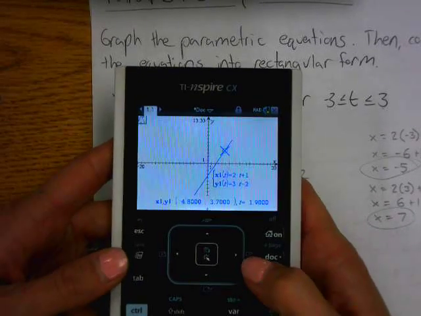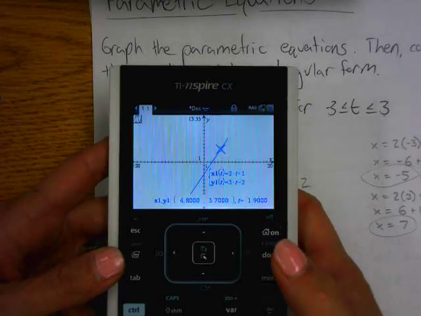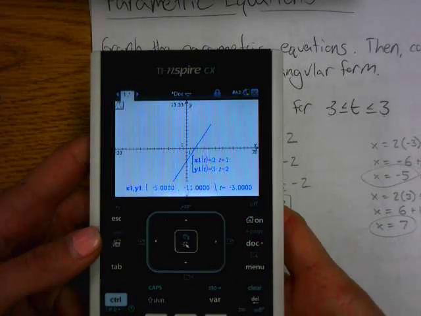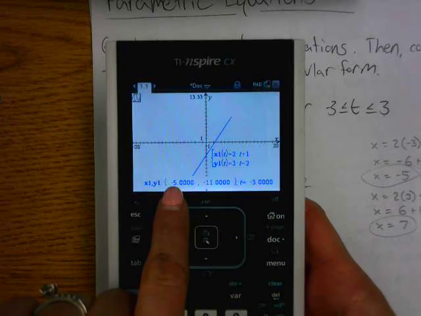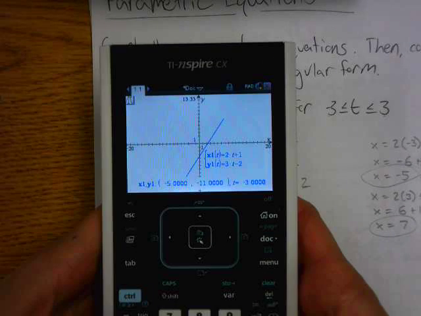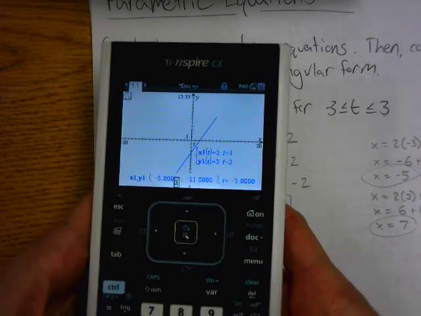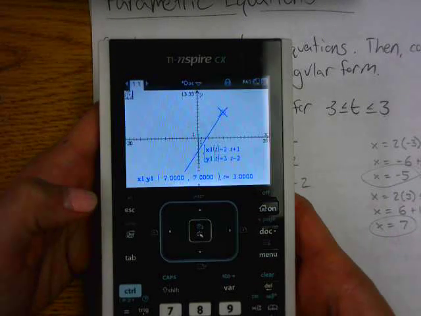Sorry about that. If I trace using graph trace, I can go to where I'm at the end here at t equals -3, and you'll see, yep, there's our x value at -5. So I'm going from over here at -5 all the way to, let's see, on the other side when it's +3. Here I am at x equals 7. Looks good.